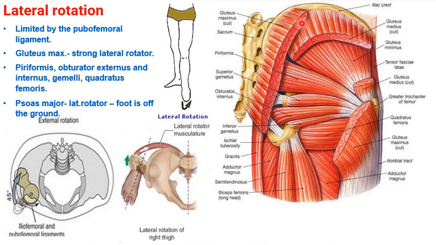Gluteus maximus is the main lateral rotator, and the muscles which are underneath the gluteus maximus are all short lateral rotators, which are the piriformis, the obturator externus, and the obturator internus with superior and inferior gemelli, and the quadratus femoris. Here, as we said before, the psoas major is a lateral rotator when the foot is off the ground.